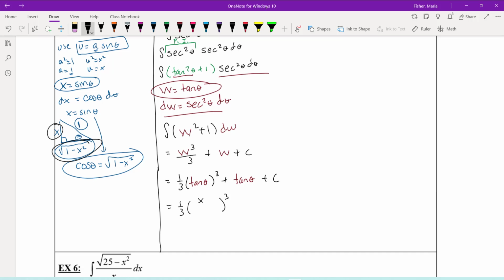So I would say x over the square root of 1 minus x squared plus, again, tangent, which is opposite over adjacent, x over the square root of 1 minus x squared plus c. If I finally clean this up, I'm just looking at x cubed over 3 times 1 minus x squared to the 3 halves plus x over the square root of 1 minus x squared plus c.